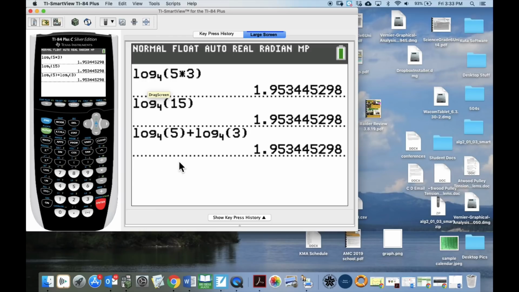But again, why we would want one rather than the other would just be different situations. It might be an equation that you're trying to solve. It might be a word problem that you're trying to solve. And maybe that word problem is easier to solve if you break it up. So that's kind of why we're doing this.